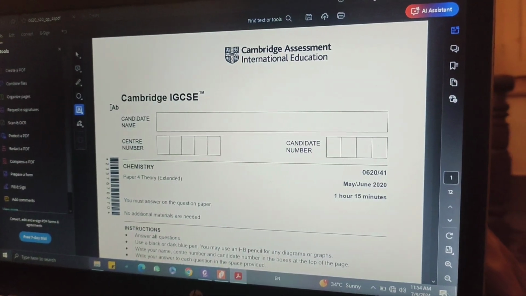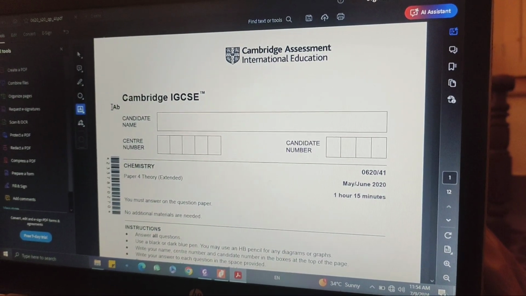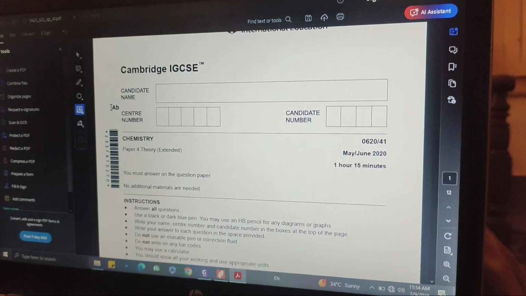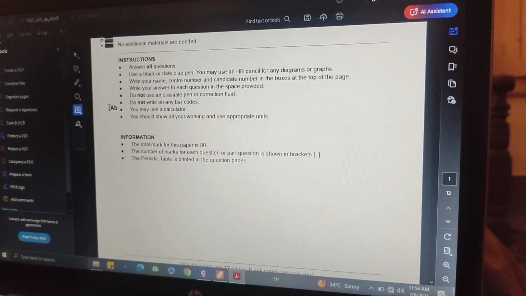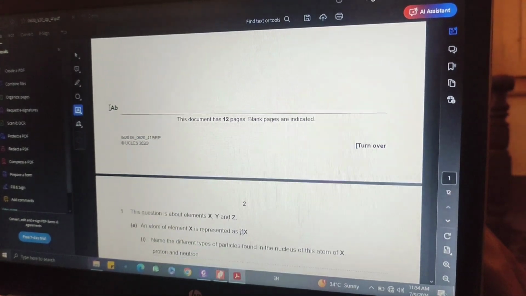Today we'll be solving the chemistry P4, May-June 2020. You are already aware of the instructions, so we'll be just proceeding to the questions.